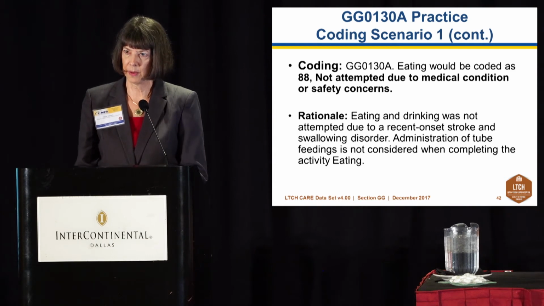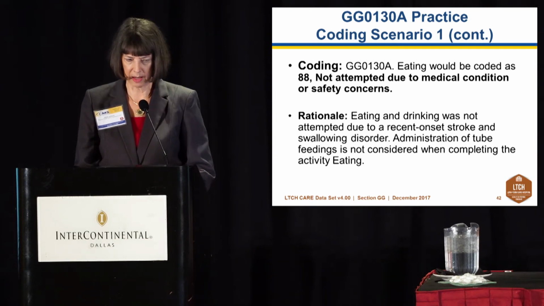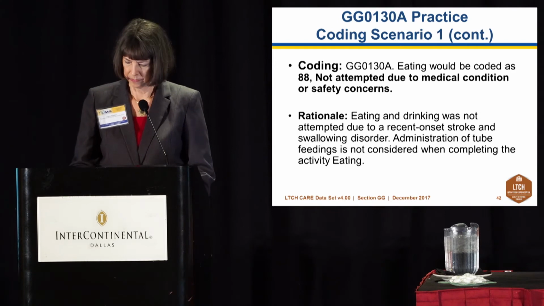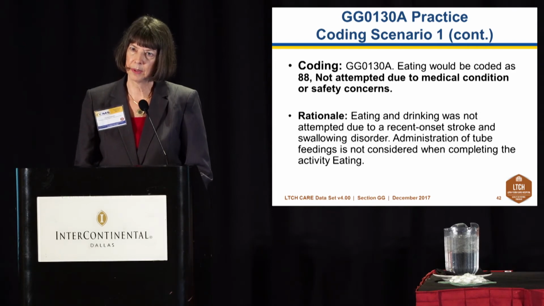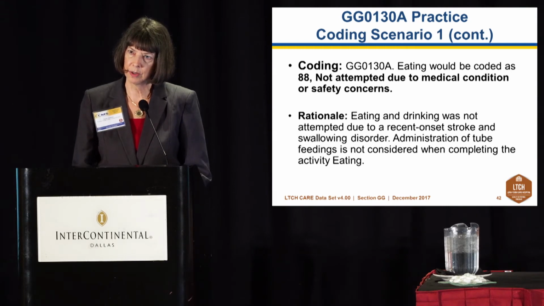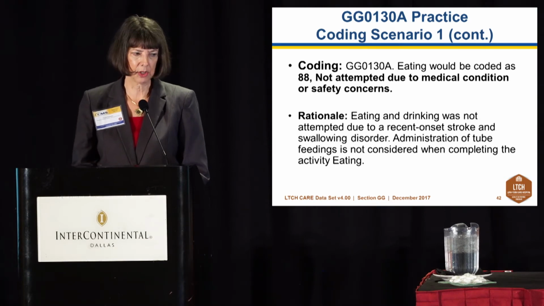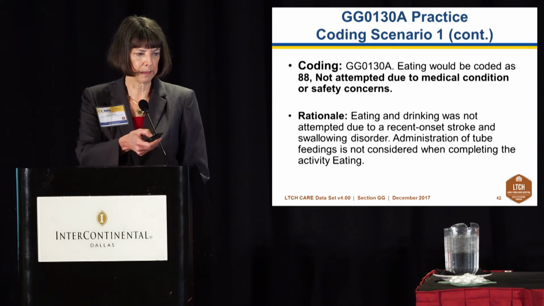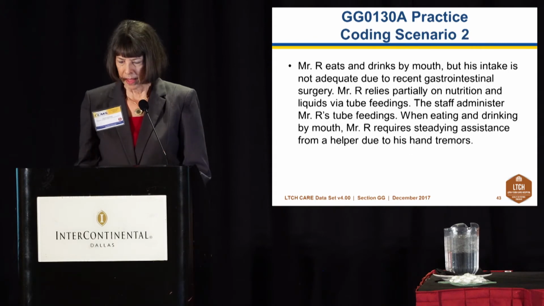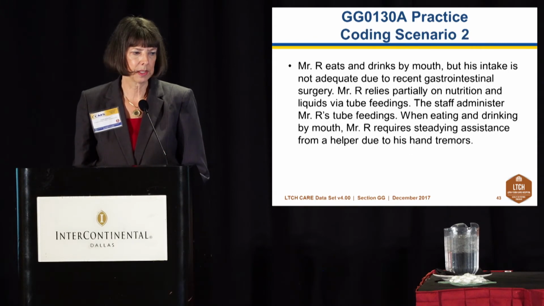And if it was an existing condition, then that would be a different code, right? So that would have meant that the person had this condition before and prior to admission, prior to this recent onset, this person had been having the same issues. But this was a recent onset, so be clear about that. And now let's go to coding scenario 2.